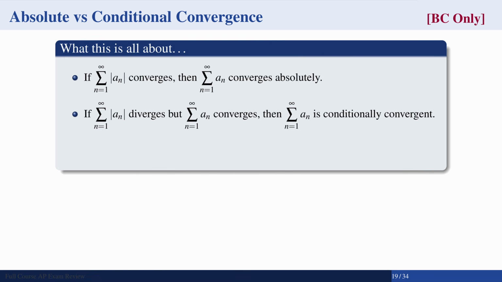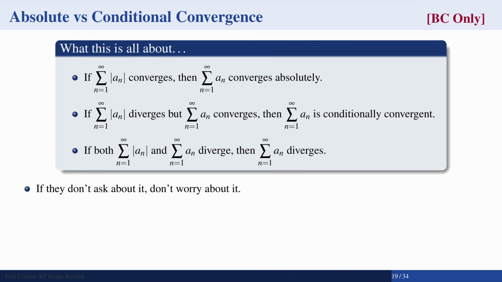On the other hand, if we take the absolute value of the terms and we get a new series and that series diverges, but the original series converges, then what we would say is that the original series is conditionally convergent. Then there's the scenario where both series diverge, the absolute value and the original, then overall we would just say that the series diverges. If they don't ask about conditional convergence, you can basically forget that it exists. You do not need to worry about it.